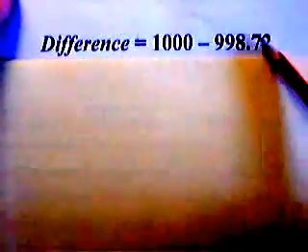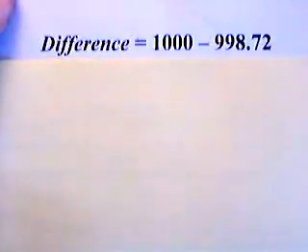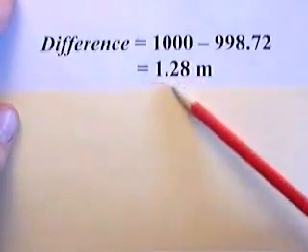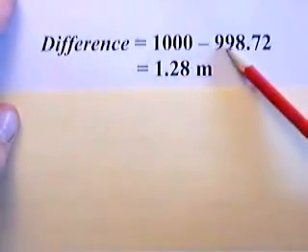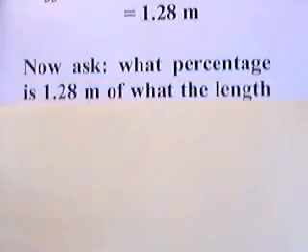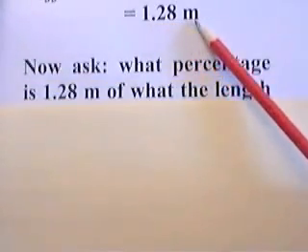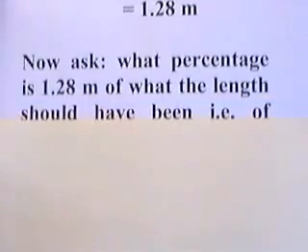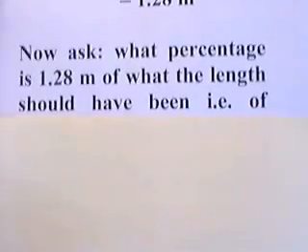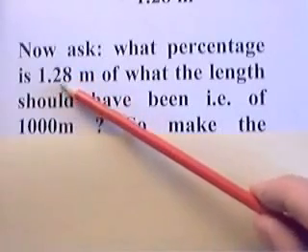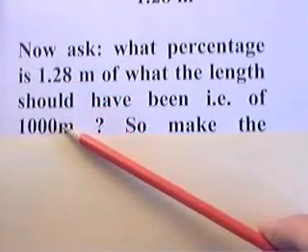I'm taking the 998.72 meters, the actual distance, away from what it should be, 1,000, and there it is, 1.28 meters. That's the discrepancy, the difference between the real one and what it should be. Okay? Now you ask the question, what percentage is this 1.28, this difference, of what the length should have been, i.e. of 1000? What percentage is this 1.28 meters of 1000 meters?